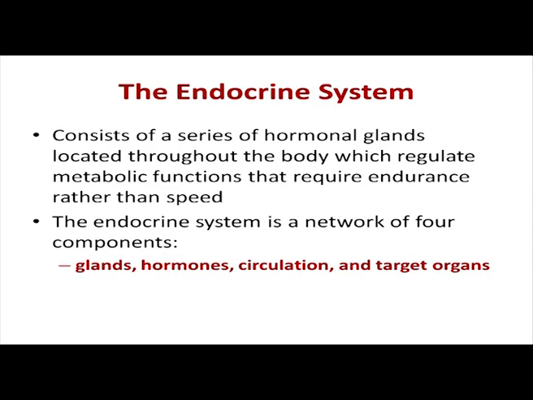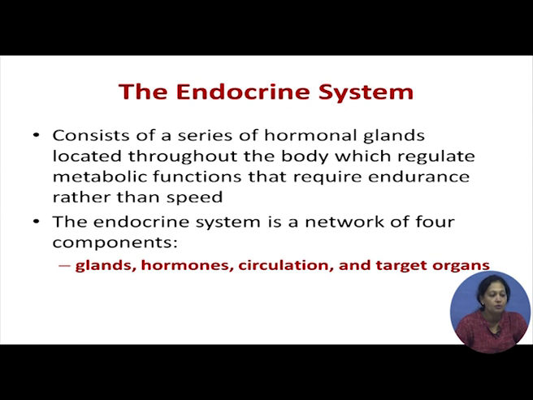Now, what is the endocrine system? The endocrine system consists of a series of hormonal glands located throughout the body which regulate the metabolic functions that require endurance rather than speed. So, basically, due to long-term or chronic stress, several long-term changes are brought about in the endocrine system, but the endocrine system is also related to the immediate response during a stressful situation.